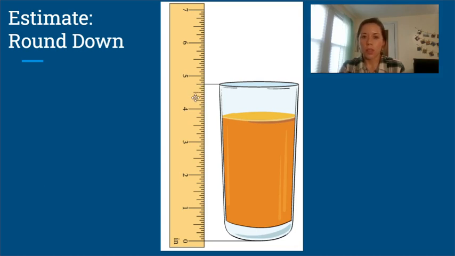Or even like 4 and like 1/16. That's just too specific. We want to just be ballpark, more broad. So if you said 4 inches, I wouldn't mark it wrong because that would still be rounding down.